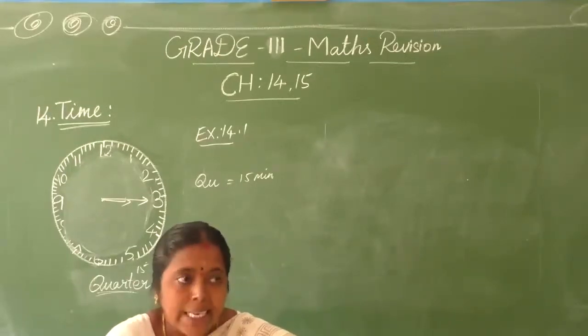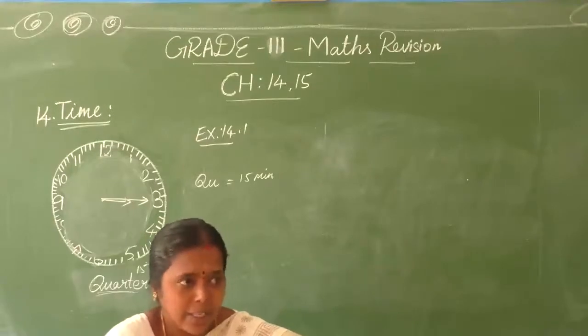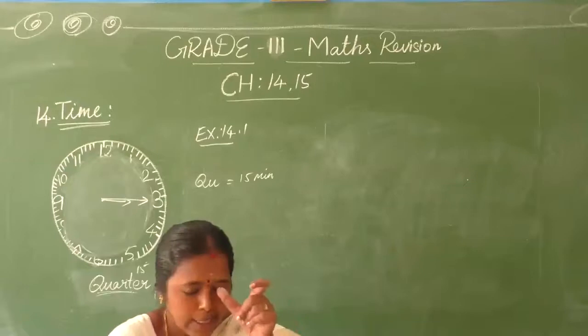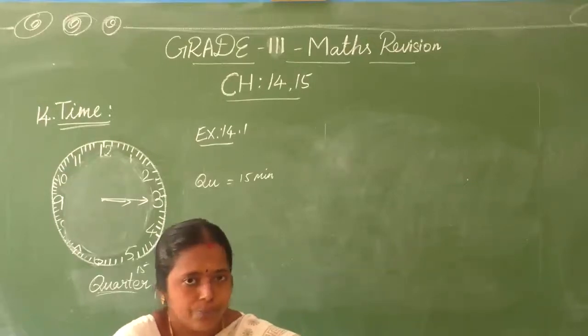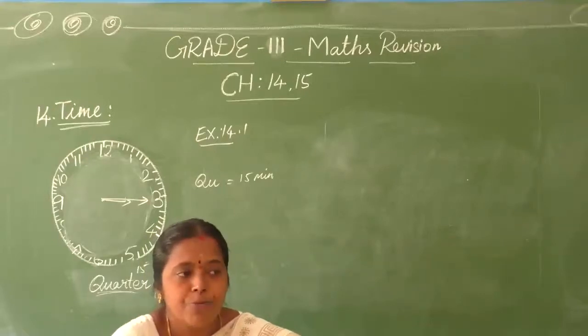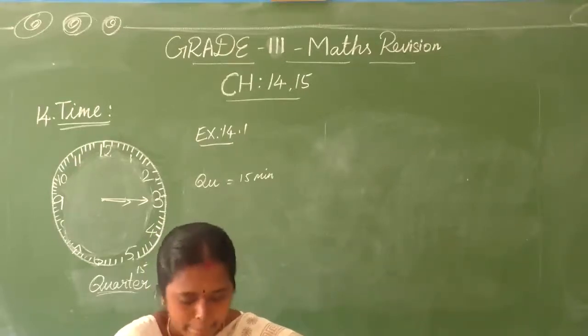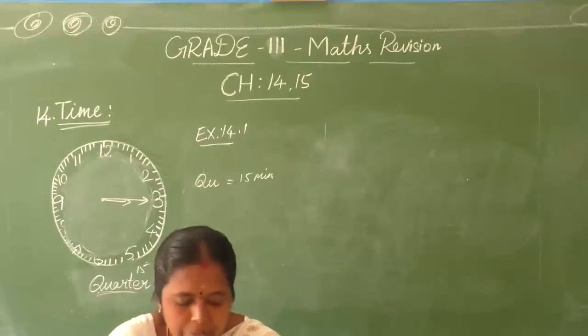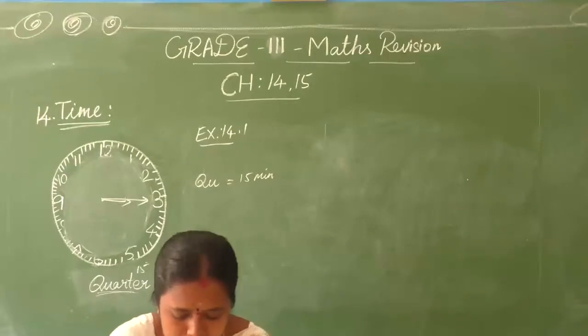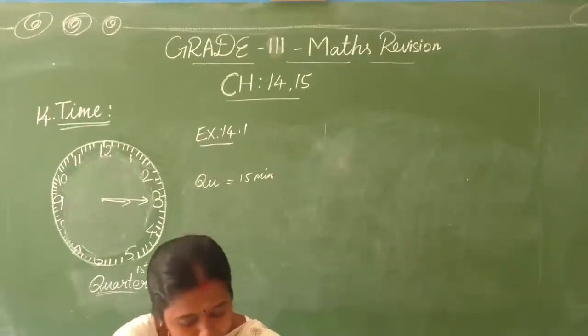7:15 in the evening. Midday 12 o'clock is called noon. After 12 o'clock, the time is called post meridian. Simply we will mention it as PM. Here 7:15 in the evening, so you have to use the word PM. Easiest topic only. Okay?